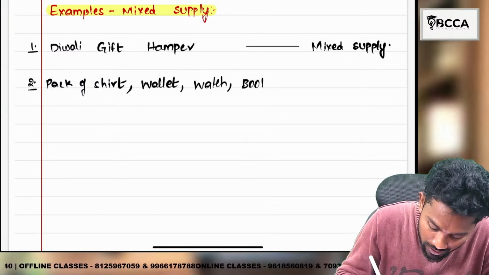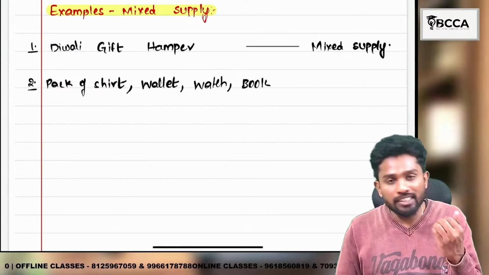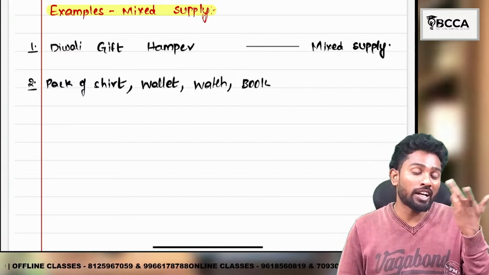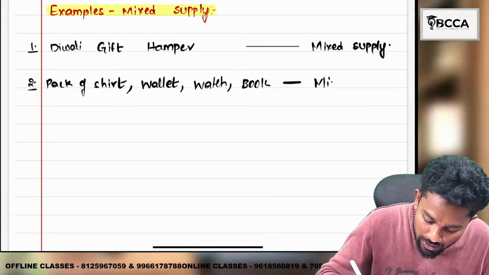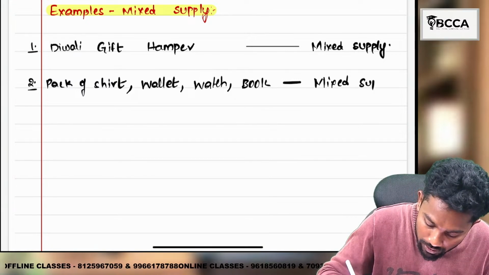Then a pack of shirt, wallet, watch, then book. Sir, how are these connected, sir? With shirt, wallet, watch, somehow connected. So why has a book unexpectedly come here? No natural bundling here. So it's what? Mixed supply.